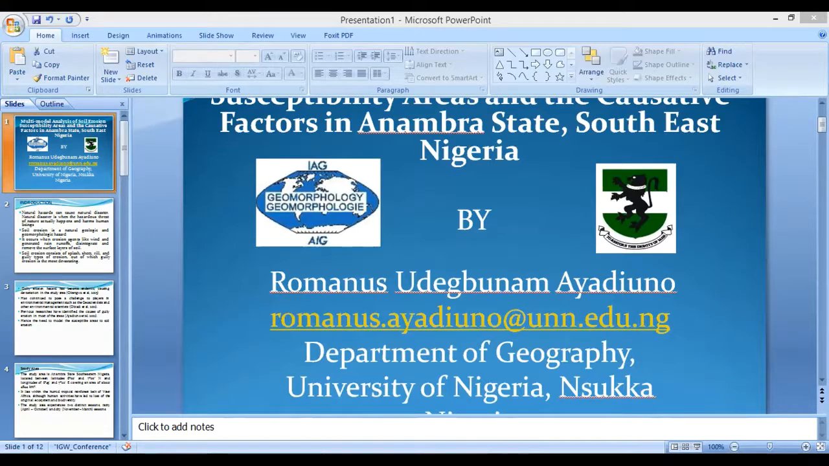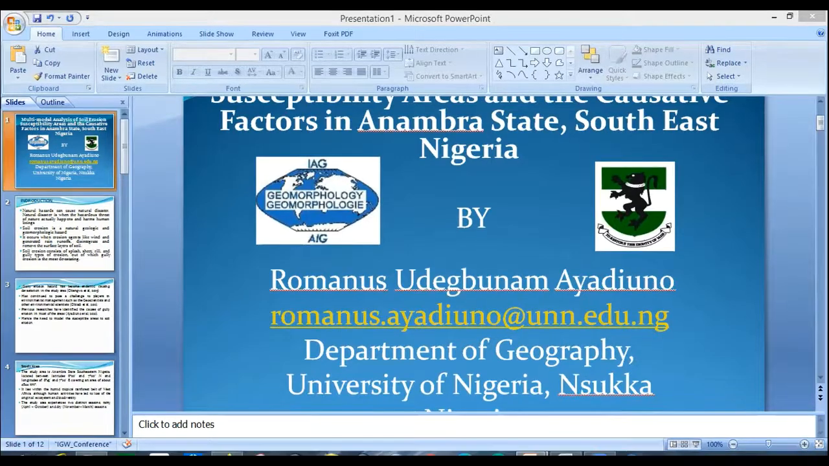Natural hazards can cause natural disasters. Soil erosion is a natural geologic and geomorphologic hazard. It occurs when soil erosion agents like wind and rain-generated runoff disintegrate and remove the surface layers of the soil.